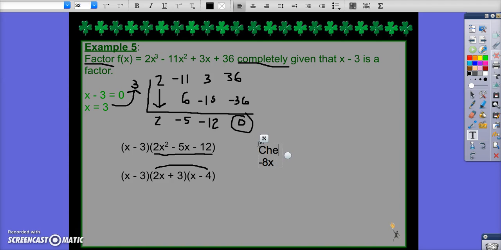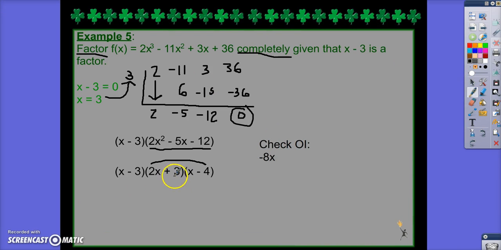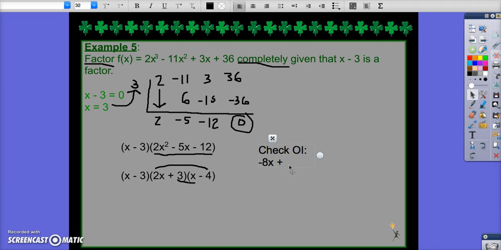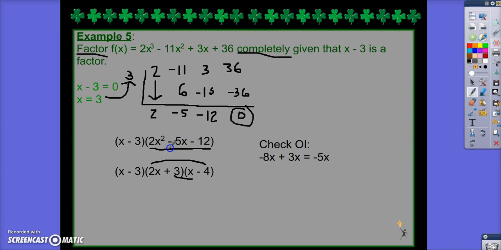This is the check. Then I come back around. 3 times x is positive 3x, which equals negative 5x. And if I look, here's negative 5x, so that checks out.